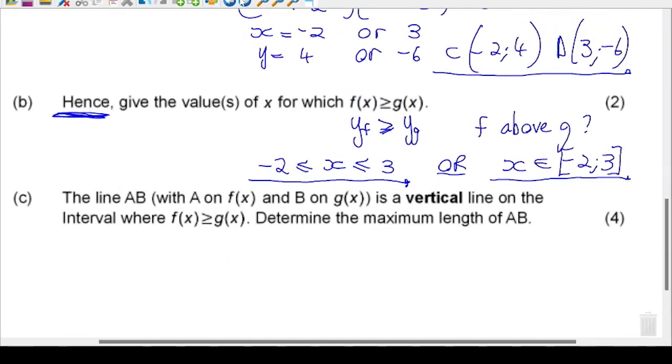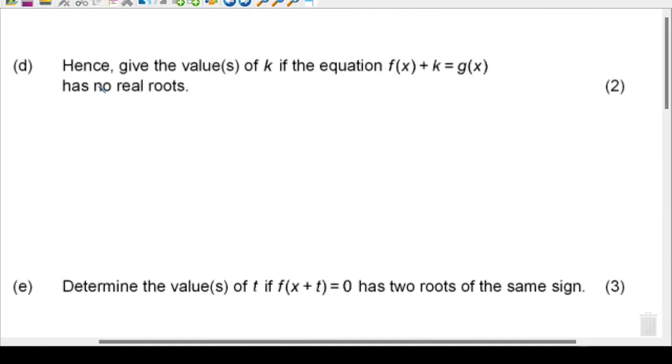Right, now it says, and it's the same word again, it says, hence, using what we've just done, now give the values of k if that equation, f of x plus k equals g of x, has no real roots. Now, when we put f of x equal to g of x, in other words, if k wasn't there, we'd be talking about where those graphs intersect. That plus k is going to shift f up or down vertically, right? Because it's f of x plus k. The plus k is outside the bracket. That's going to shift the graph of f up or down. A vertical shift. It will shift it up if k is positive and down if k is negative.